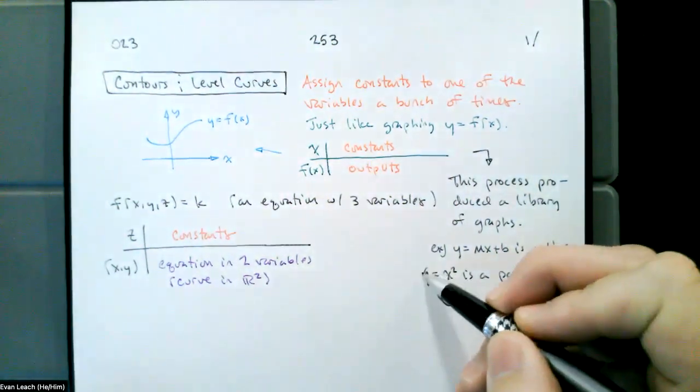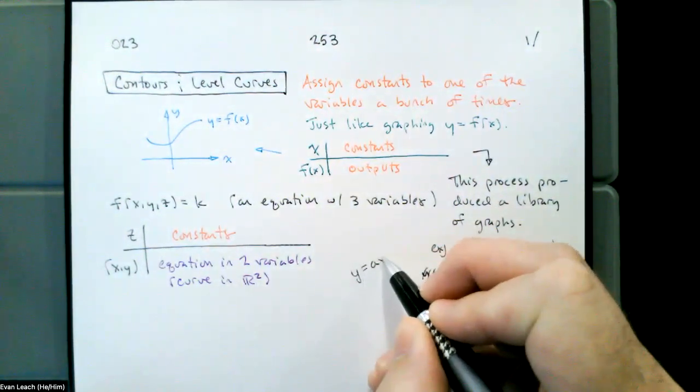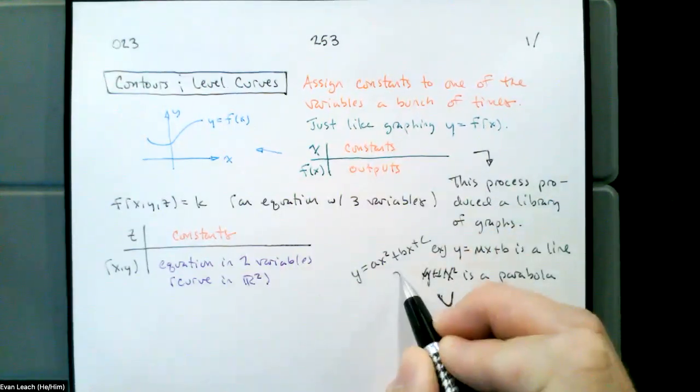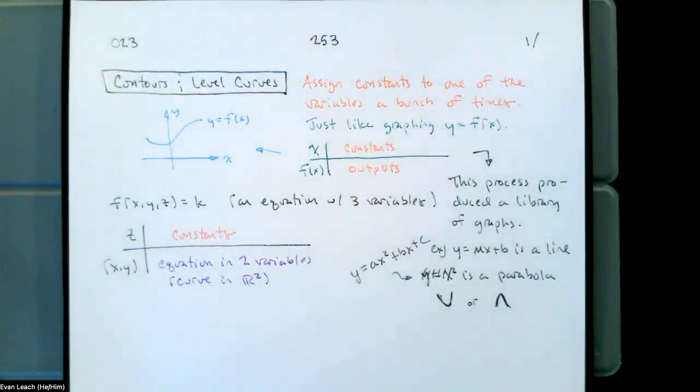Oh, I should say y equals ax squared plus bx plus c. If I see y equals ax squared plus bx plus c, I know we're going to get a parabola. Moreover, because of the position of the y and the x, I know it's going to open up if a is positive and open down if a is negative. That's based on our experience.